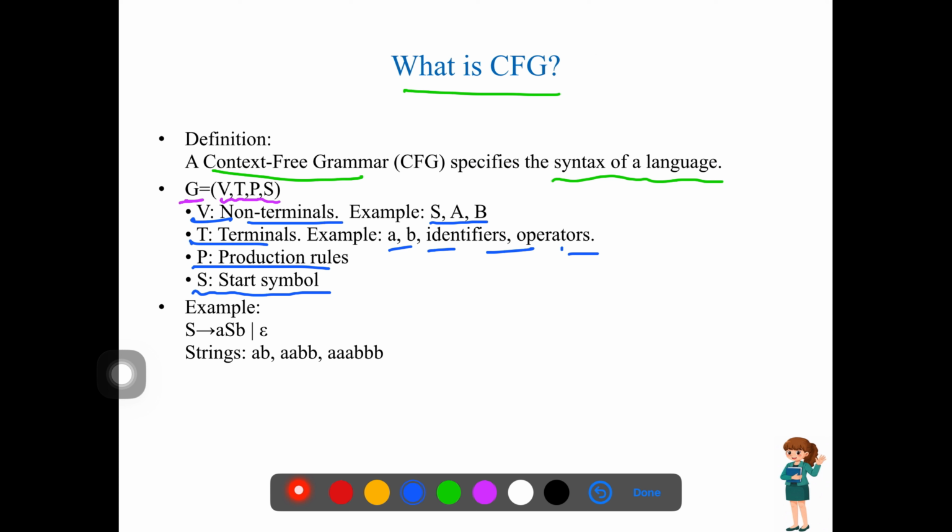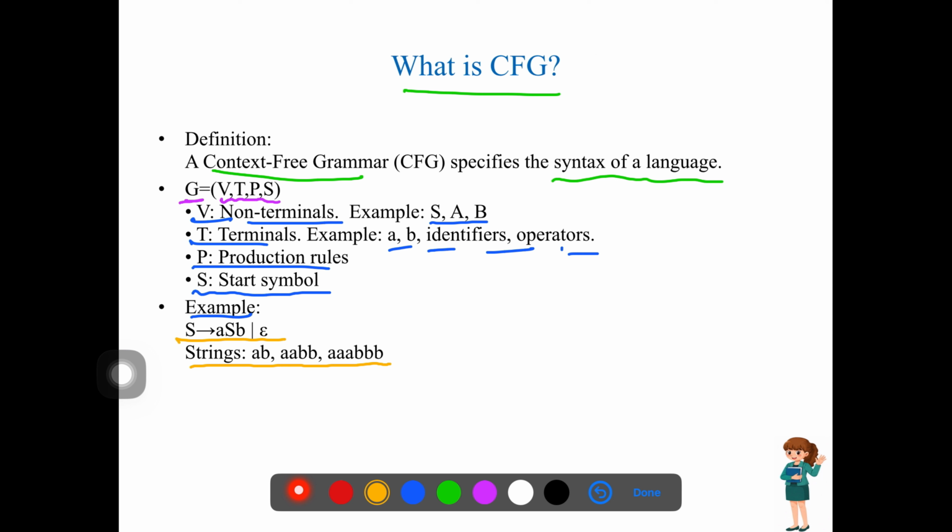This is the example you can see. S produces aSb or epsilon. Strings: ab, aabb, aaabbb. I hope you guys understood. Let us move on to the next slide.